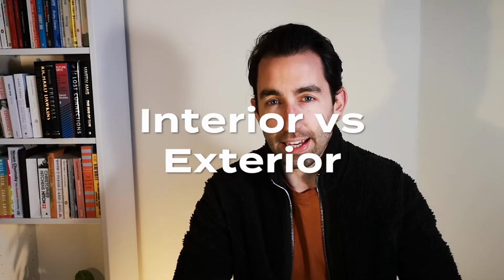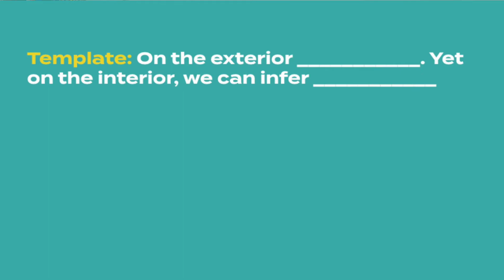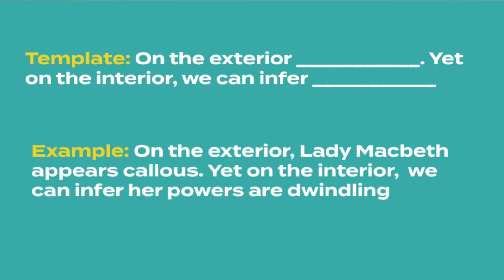Or think of Macbeth. At the beginning, he seems brave and he seems loyal, but we're caught between admiration of Macbeth and disgust at the violent nature of his actions. Finally, interior versus exterior. For example, on the exterior, yet on the interior, we can infer. On the exterior, Lady Macbeth appears callous, yet on the interior, we can infer her powers are dwindling. Everything is simply not as it seems in literature.